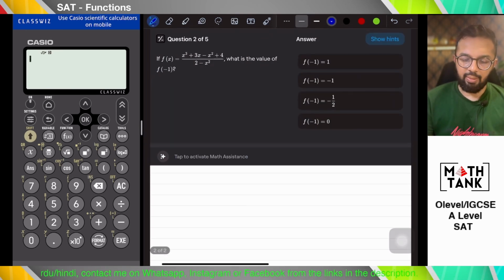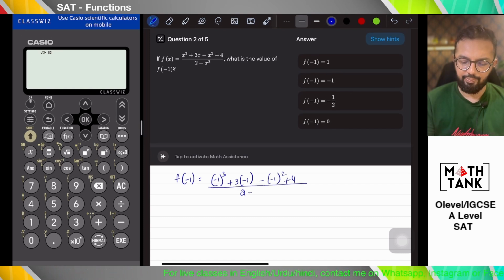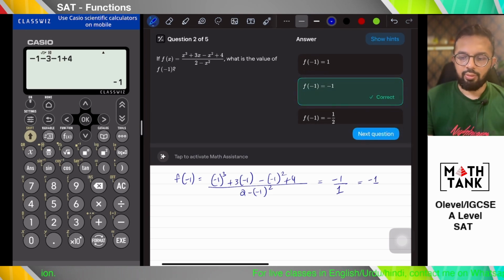Let's look at the next easy question. It says f of x equals this. What is f of minus 1? So I need to put in minus 1 here. I can do this entirely on a calculator as well if you want. Minus 1 minus 3 minus 1 plus 4. That gives me the numerator as minus 1, and 2 minus 1 is 1. So that's minus 1. That should be the correct answer.